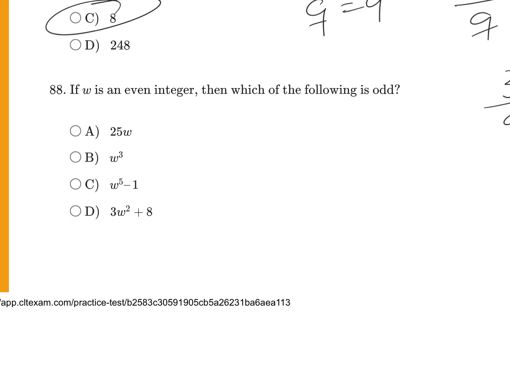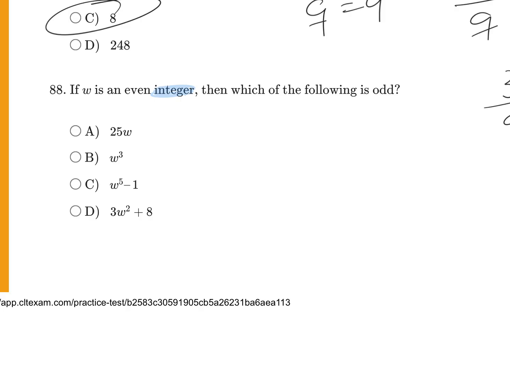Okay, number 88. If W is an even integer, then which of the following is odd? Okay, vocabulary: integer. Integer means that it can't be a fraction or a decimal. It has to be a whole number, and it has to be even. So like 2, 4, 6, 8. It says, which of the following is odd?